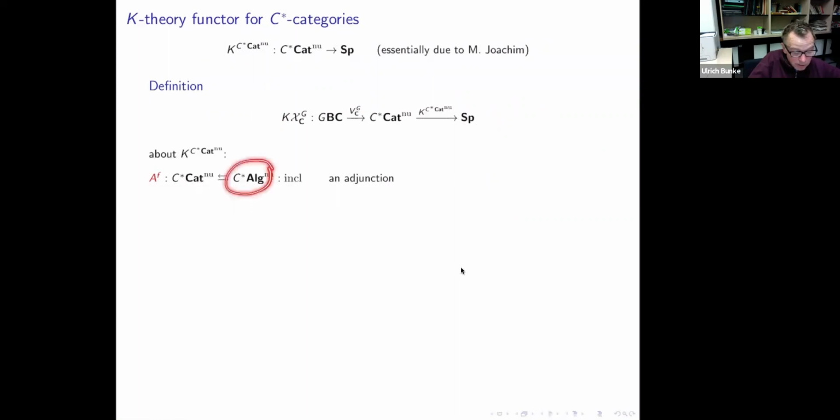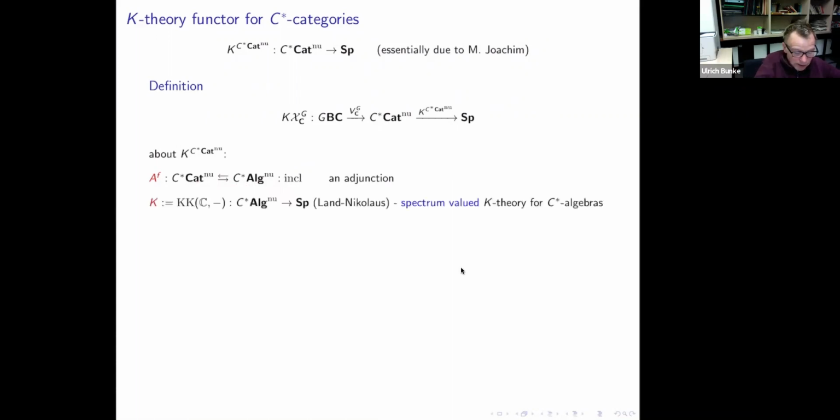So a C-star algebra can be considered as a C-star category with a single object. So there's just an inclusion of categories here. And this inclusion has a left adjoint, which I call AF. Yeah, so this sends every C-star category to a huge C-star algebra, essentially freely generated by the C-star category.